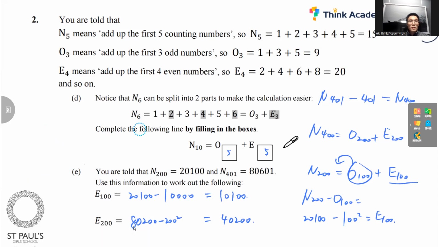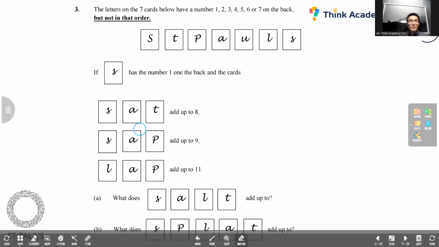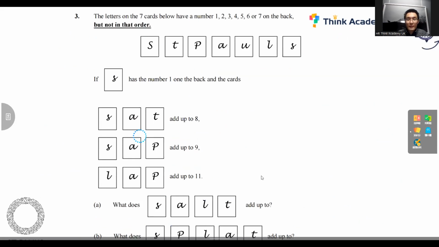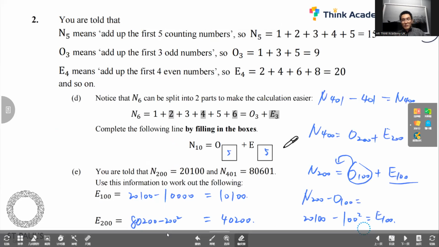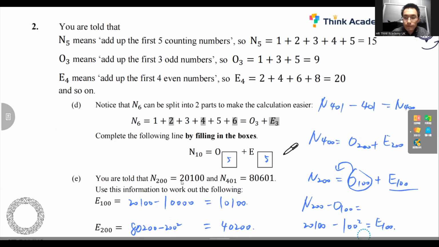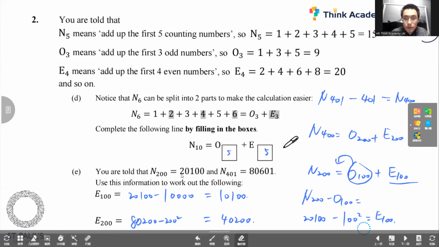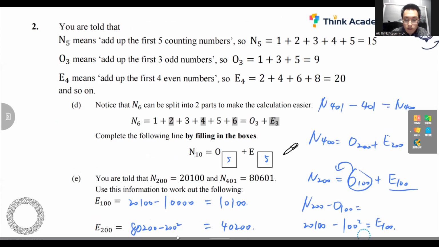Okay, let's move on to the next question. So question number 3, the letters on the 7 cards below have a number 1, 3, right? Kiki, yeah, you have a question? Sorry, what was the last question's answer? Here. So 10100 and 40200. Okay. Thank you. Yeah, you're welcome. Then let's move on to the next question. Let me have a look.